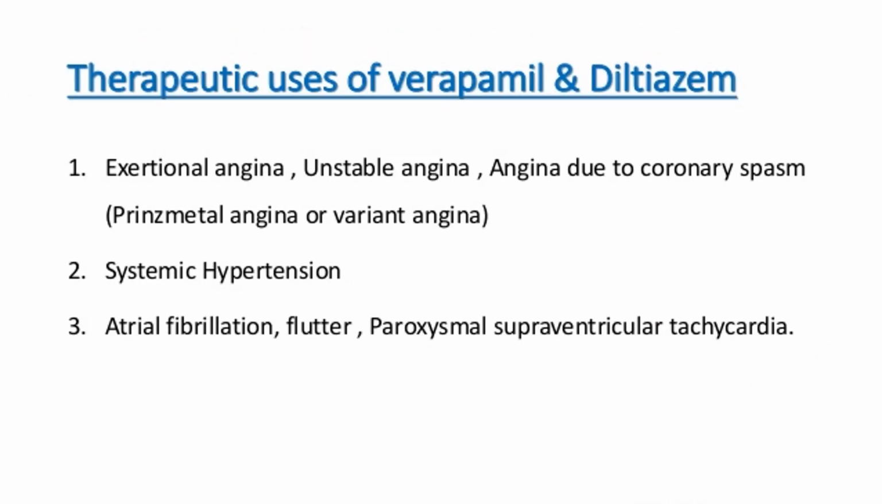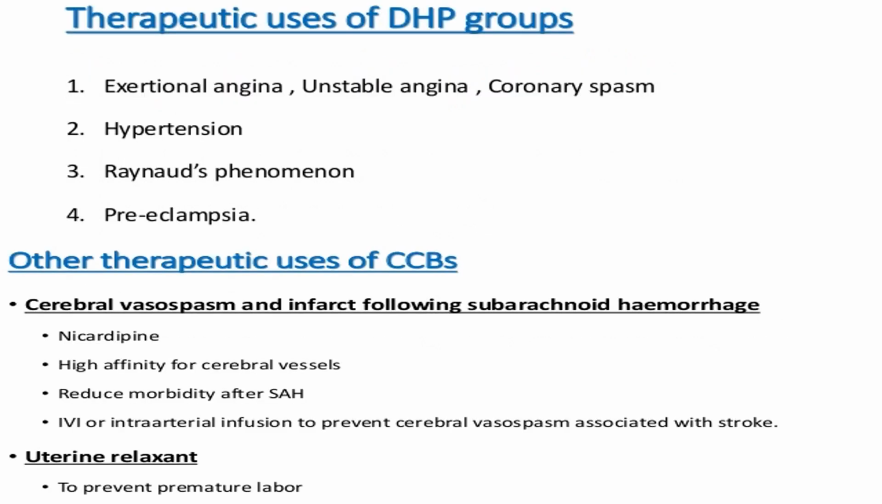What are the different uses? Calcium channel blockers are used as antiarrhythmic drugs and as anti-anginal drugs. What kinds of angina? Exertional angina, unstable angina, angina due to coronary spasm. Now, it is also used in systemic hypertension and certain kinds of arrhythmias: atrial fibrillation, flutter, and paroxysmal supraventricular tachycardia. Now, the other therapeutic uses of the dihydropyridine group are exertional angina, unstable and Prinzmetal angina, hypertension. In vessels it is used in Raynaud phenomenon, and in a certain condition called preeclampsia.